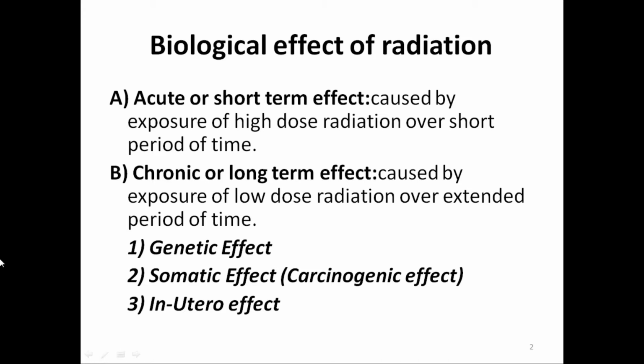Acute or short-term effect is generally caused by exposure to high-dose radiation over a short period of time, and this shows effect very rapidly. This effect is generally seen during nuclear weapon explosion or nuclear reactor explosion. There is a history for that. The Hiroshima Nagasaki bomb explosion is one of the examples. Second, the Chernobyl accident which occurred in 1986, and this effect generally causes death of living beings.